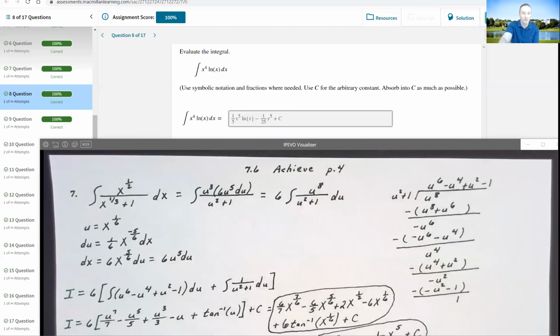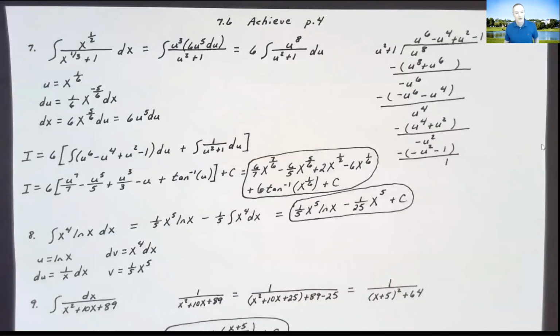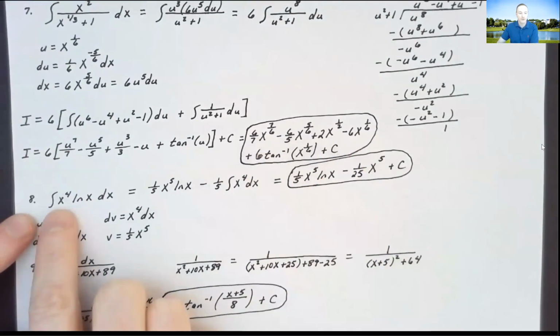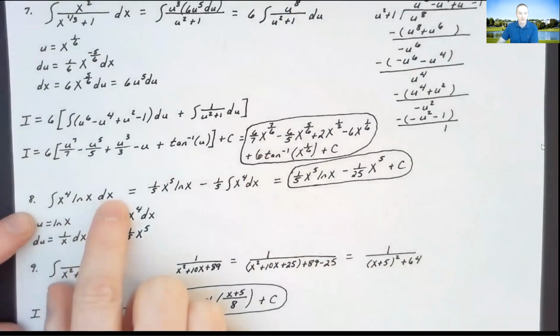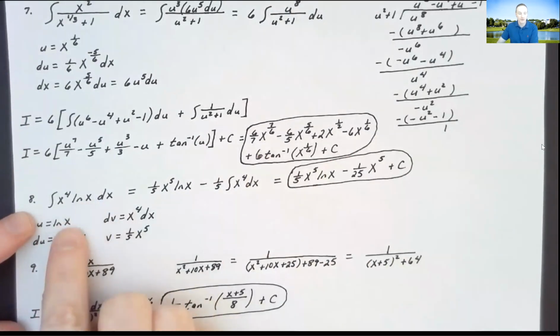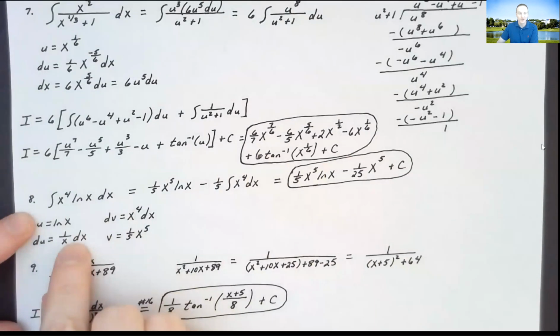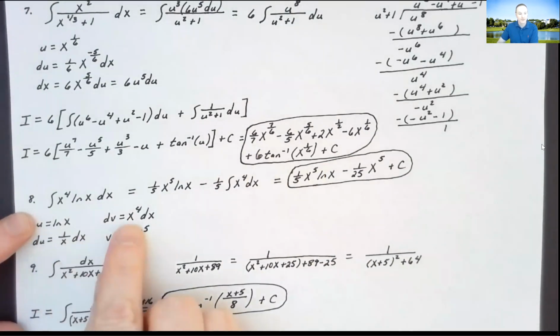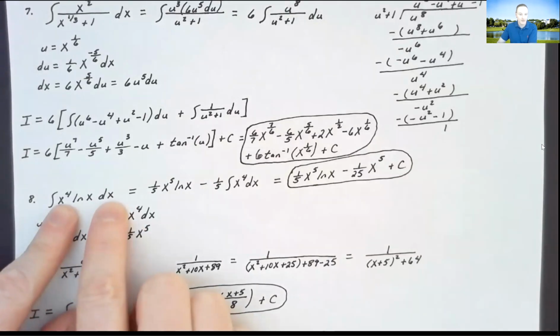For the next one here, number 8, as soon as you see the natural log in there, you should be thinking, John, we're going to do integration by parts on this one. Absolutely. So when you're looking at this one, you have the integral of x to the 4th natural log of x dx. Let u equal the natural log of x. We know the derivative of that is going to be 1 over x dx. Well, dv has to be everything else in there. So it's the x to the 4th dx.